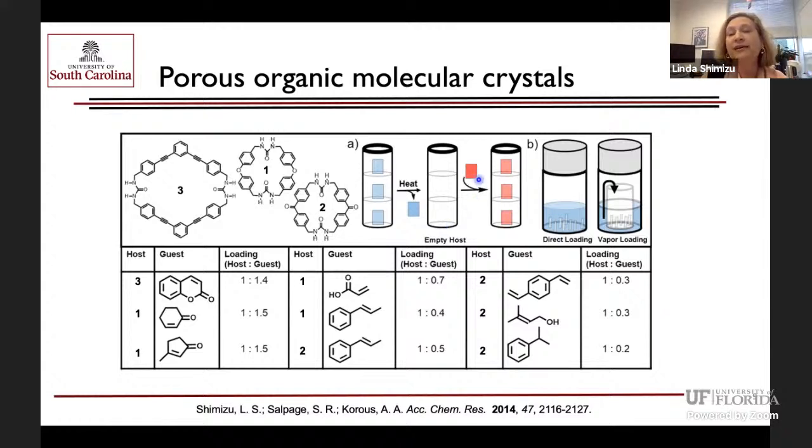Then we can put in a new guest. We can either do this by soaking the activated crystals in a liquid guest or in a solution that has the guest in it, or you can load the new guest from the vapor phase. And these amazingly fill the channels to full capacity, even though the guest can only get in through the two ends. We also have experimental measures that help us test this. Whether you have really large crystals and you load them, or you grind the crystals into a 2-micron powder, you still get the same host-guest ratio. And that experimentally suggests that the guests only load into the crystals' channels.